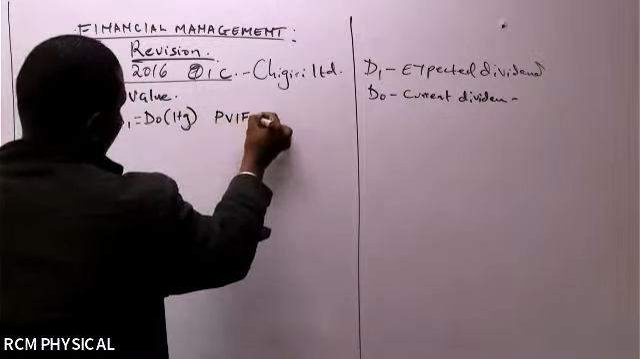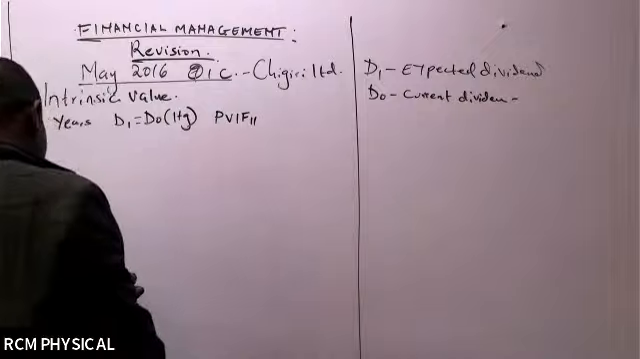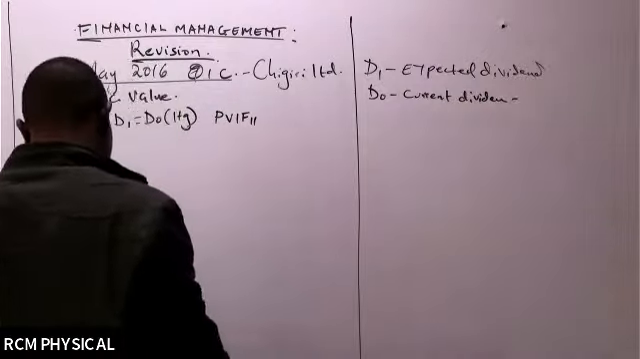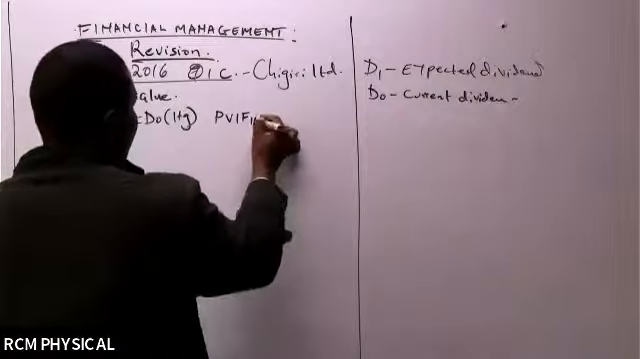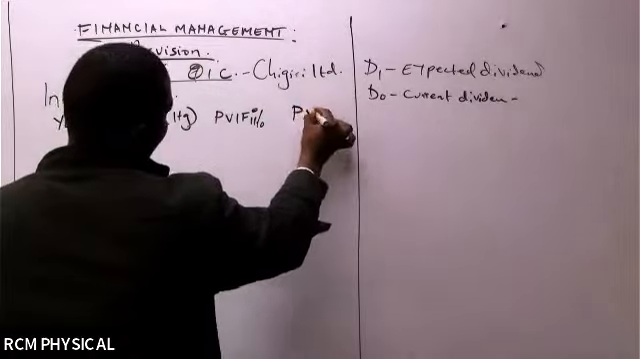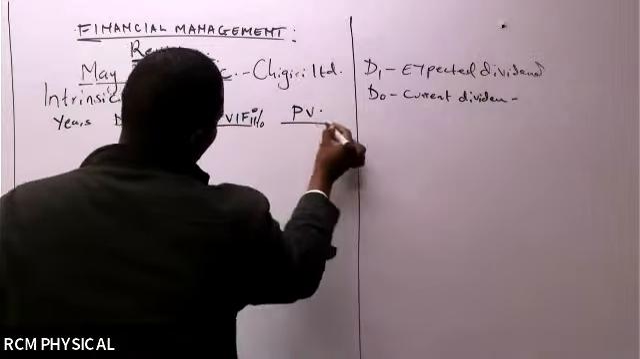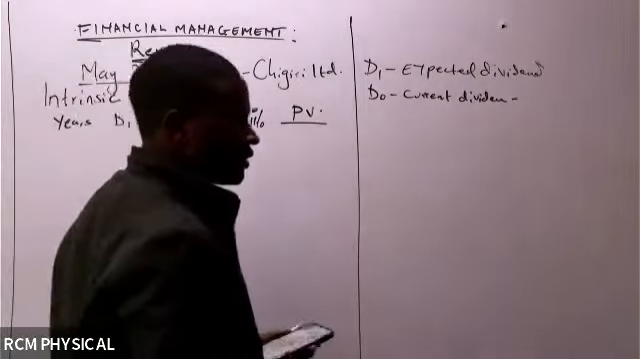We shall be discounting using which percentage? The cost of capital, from that end we got 11%. And then we get the present value. Of course, the summation of that will give us the intrinsic value.